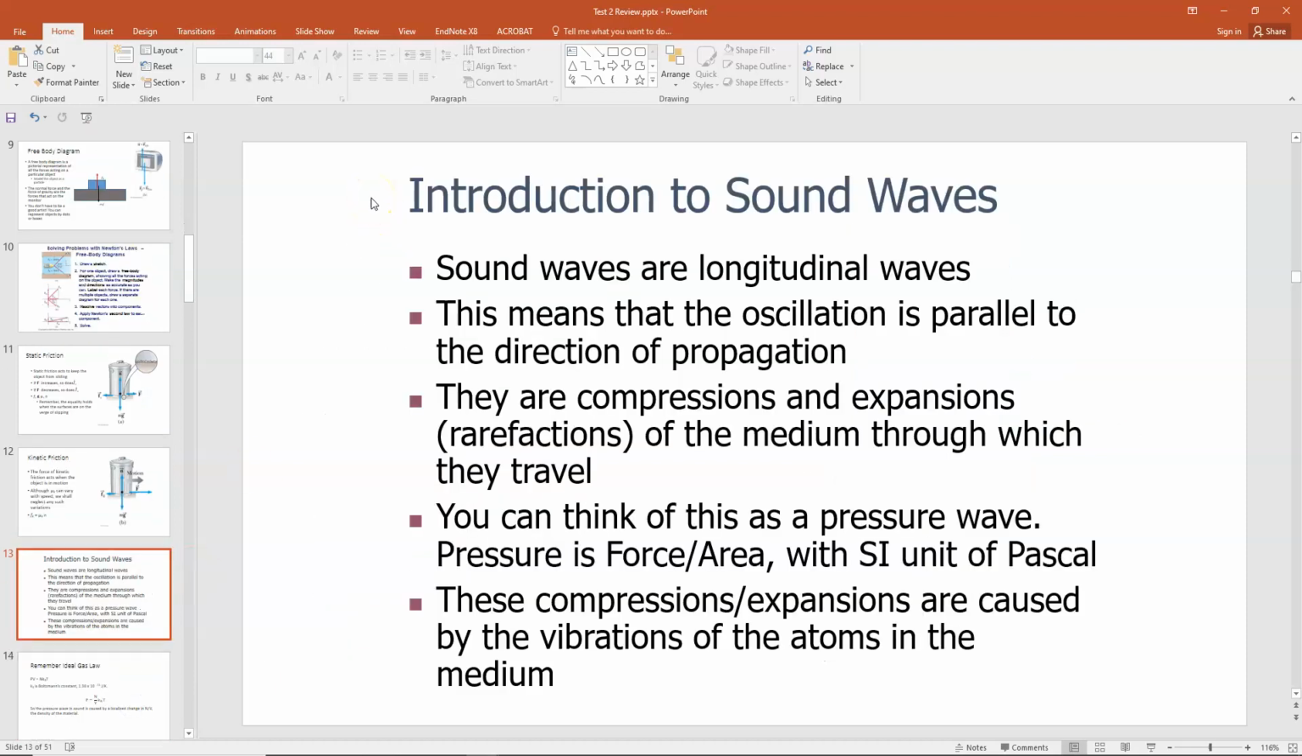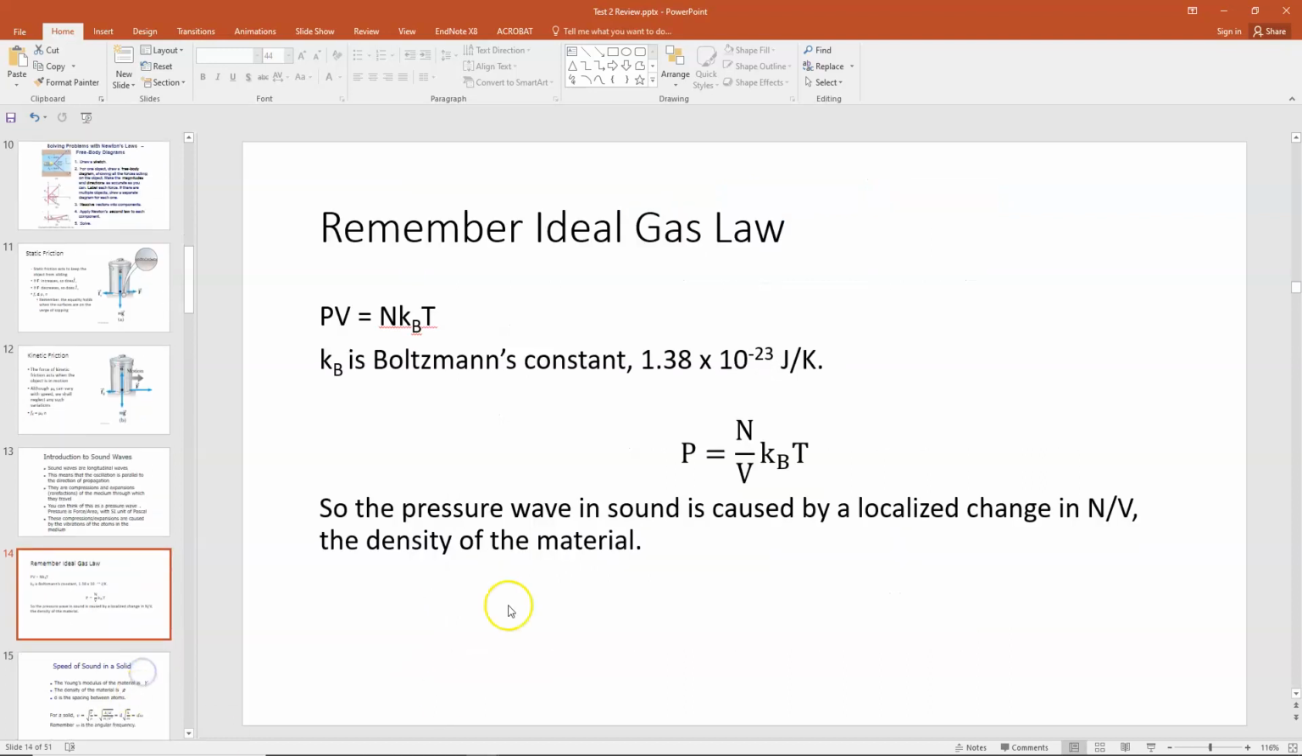Okay, we talked about sound waves. Sound waves are longitudinal waves. That means that the oscillation is parallel to the direction of propagation. There are compressions and expansions, which are called rarefactions, of the medium through which they travel. And you can think of it as a pressure wave. Remember that pressure is force over area, and the SI unit of pressure is the Pascal. And the compressions and expansions are caused by the vibrations of the atoms within the medium. So if there is no medium, then you're not going to hear any sound.